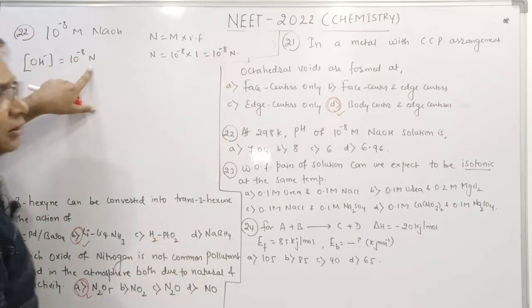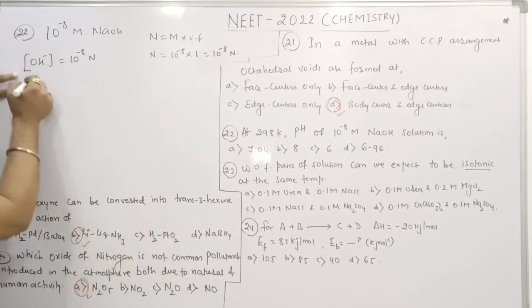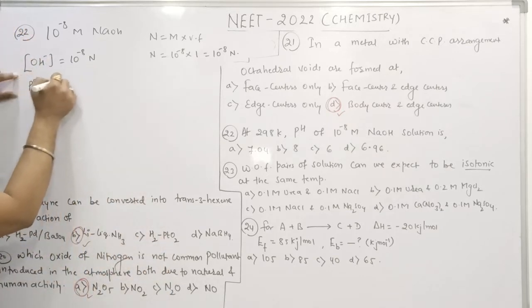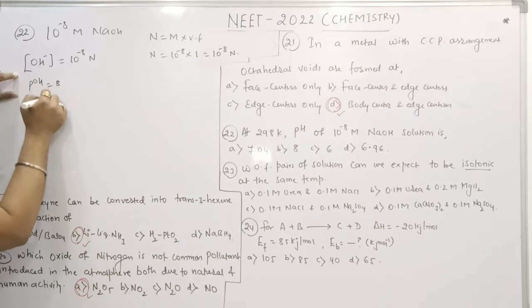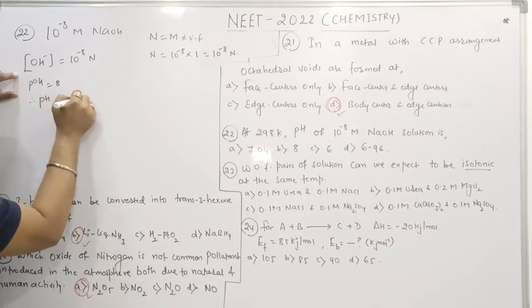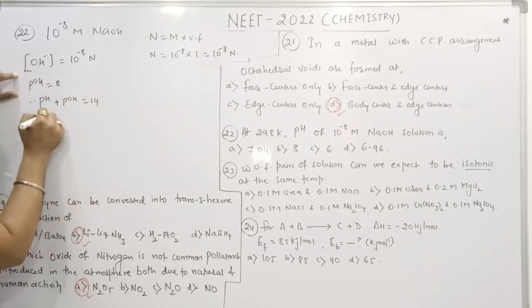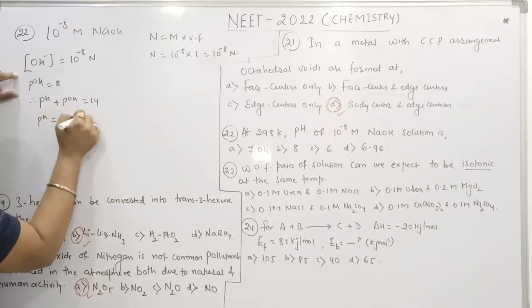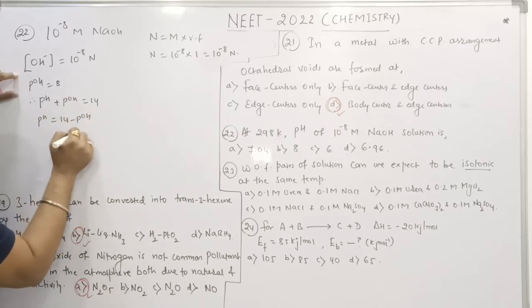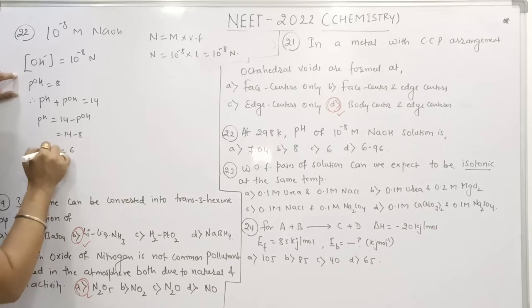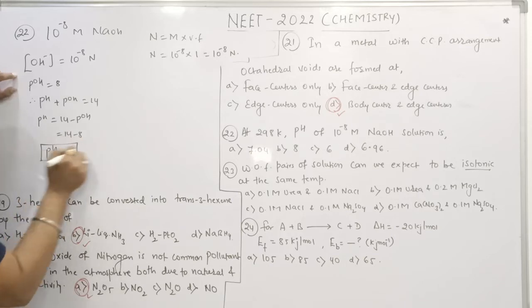But if we got 10 to the power of minus 8 normal, directly we can say pOH is equal to 8, and we have the relation pH plus pOH equal to 14. That means pH equal to 14 minus pOH. So 14 minus 8 is equal to 6. The pH of the solution is 6, but it's a wrong answer.